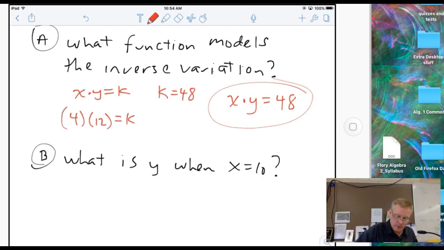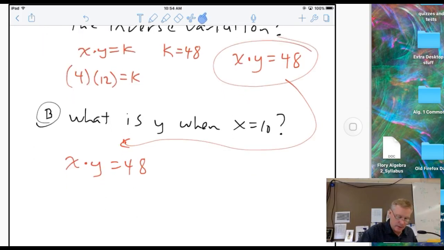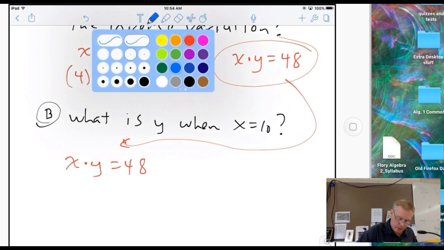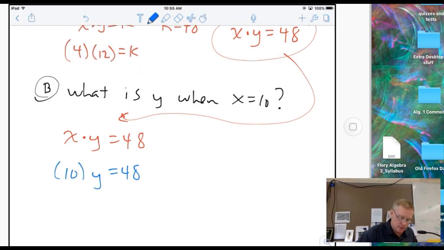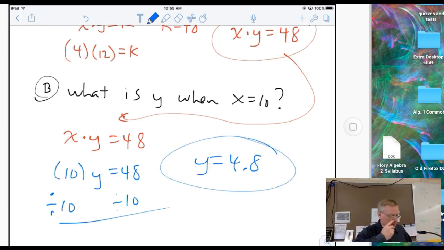Now that I have that, I'm going to use that down here. And I want to know what y is when x is 10. So if I take the 10 and I pop it in there and solve for y, I get my answer. Okay, if I just divide both sides by 10, I get y equals 4.8.